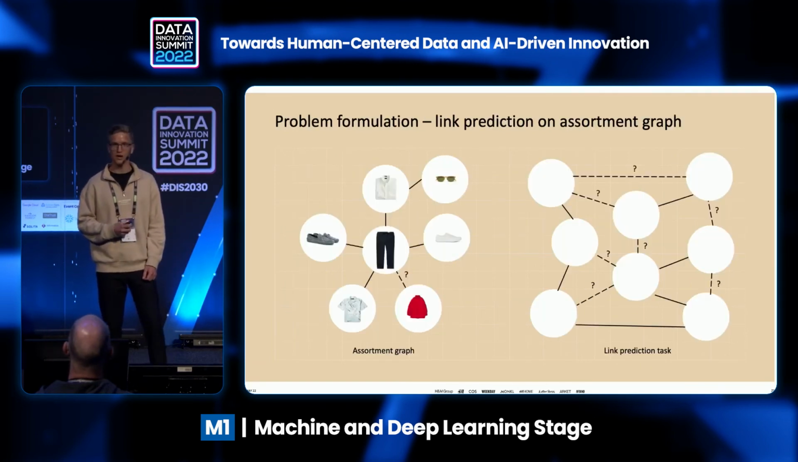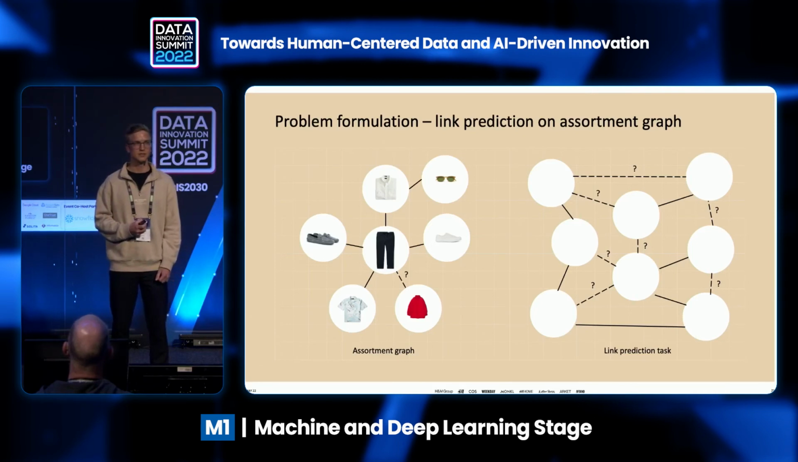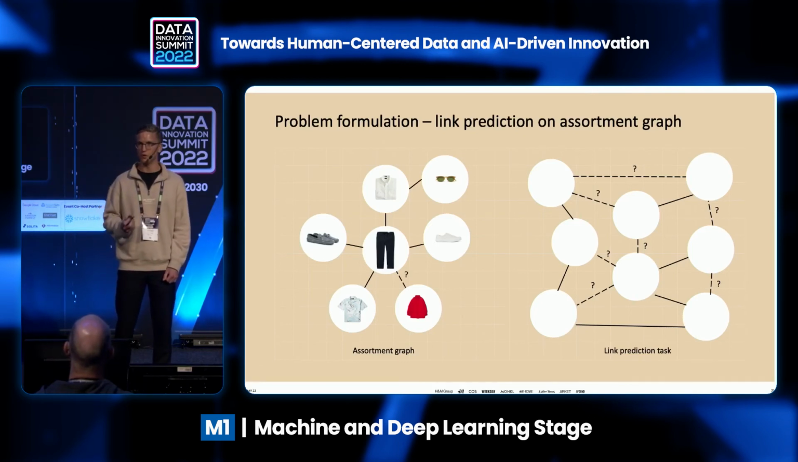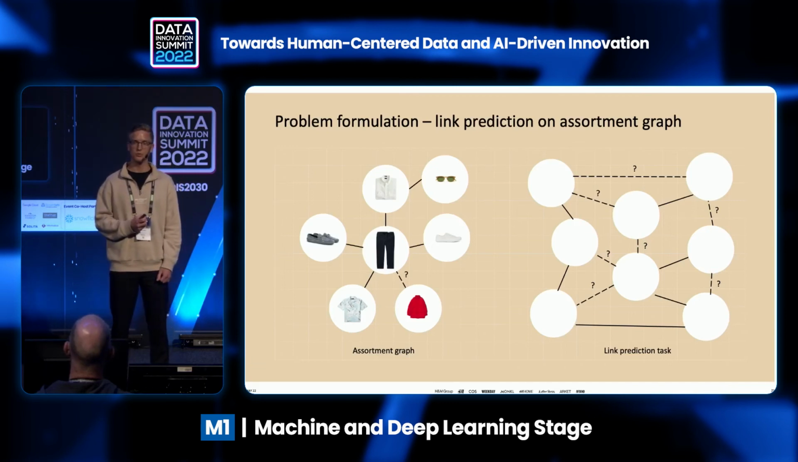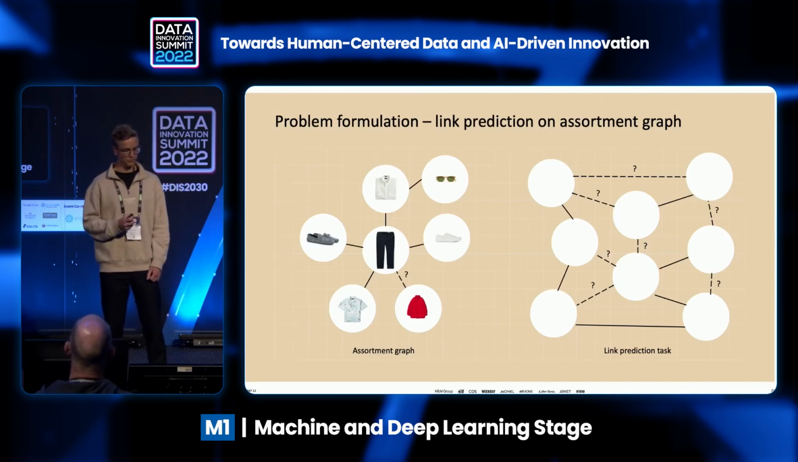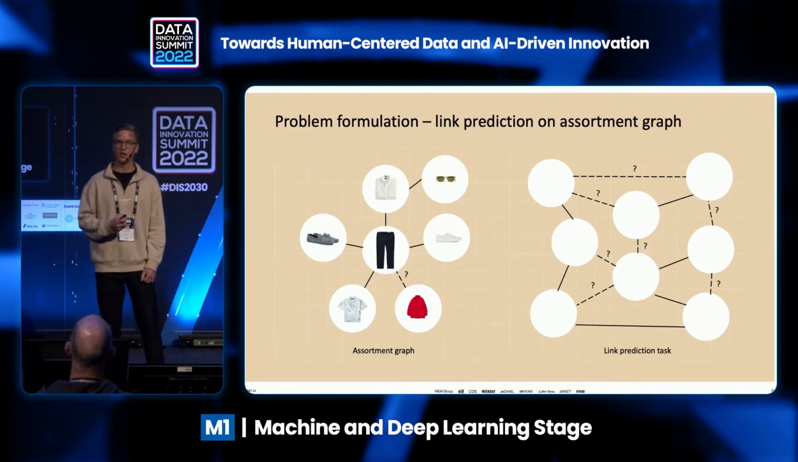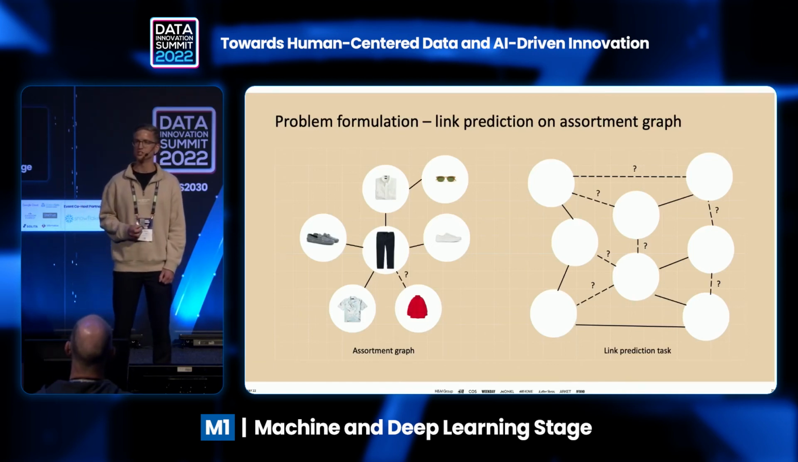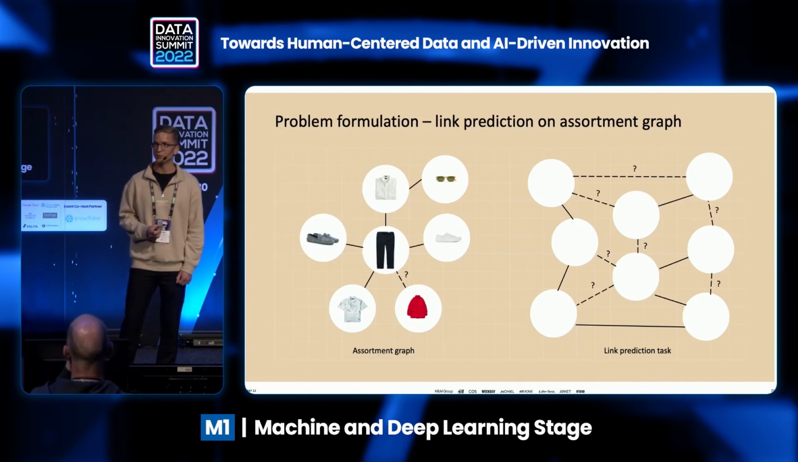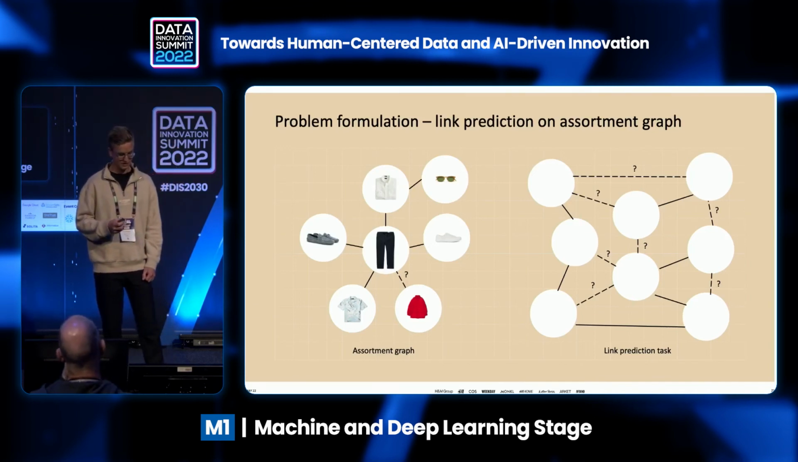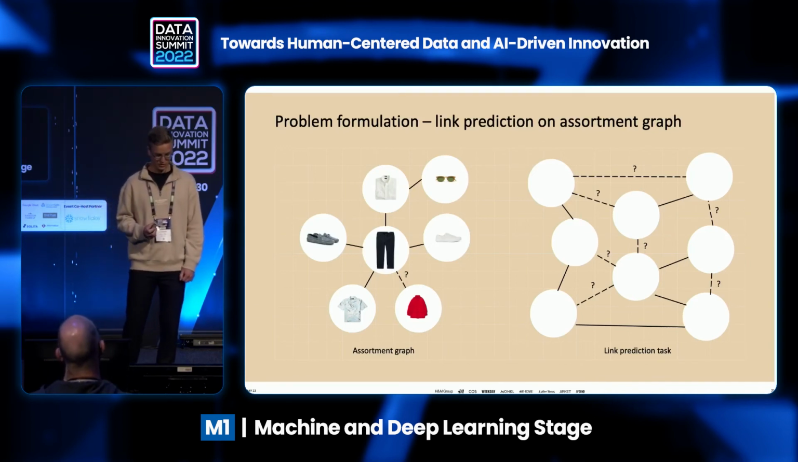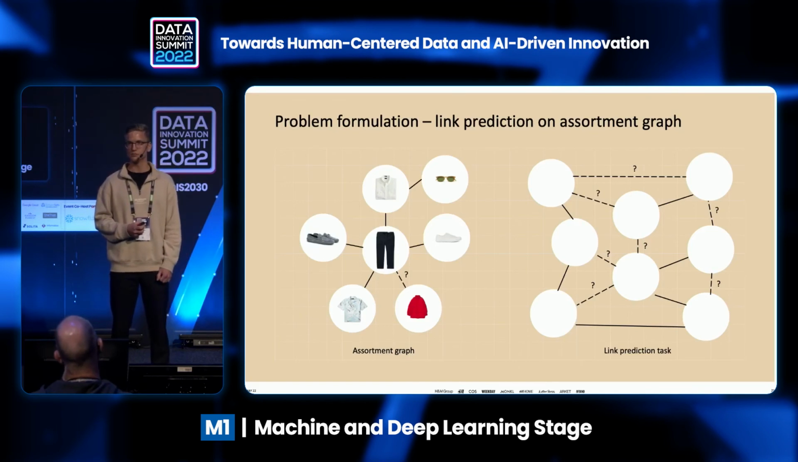The reason why we want to create a graph in the first place is to predict whether two things go well together. And from our domain expert dataset, we know that this pair of black jeans, for example, goes well with these shoes and this shirt. But the question is, does it go well with this randomly picked red jacket? And we're asking that question, filling in our assortment graph to get the link predictions.